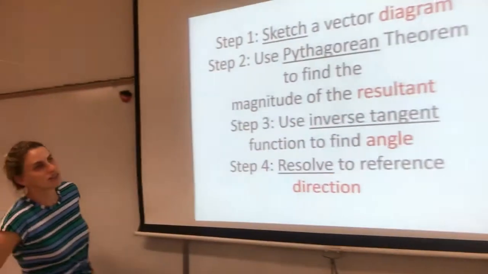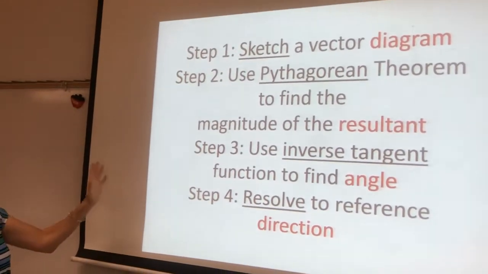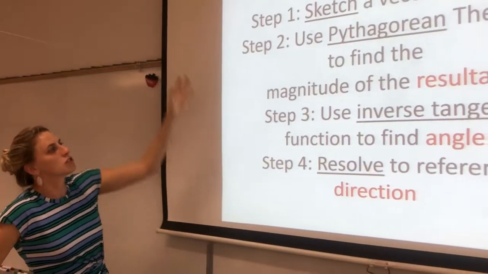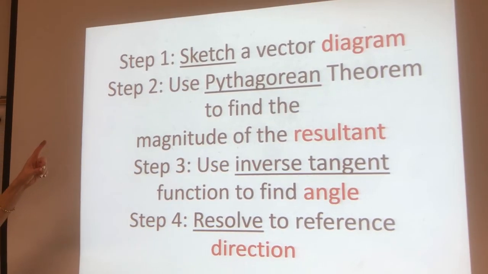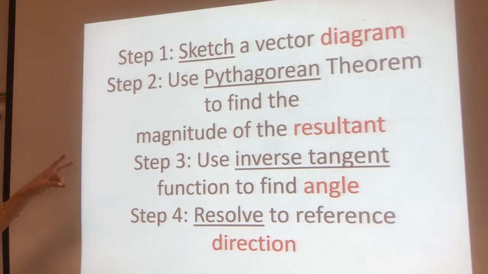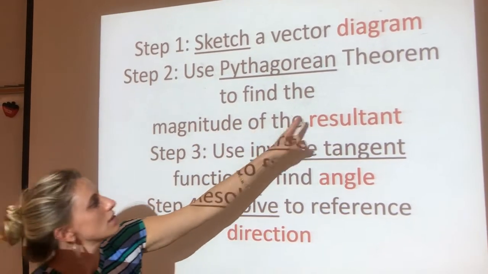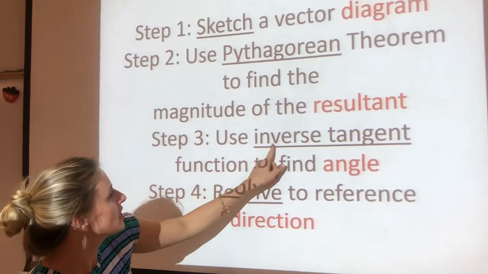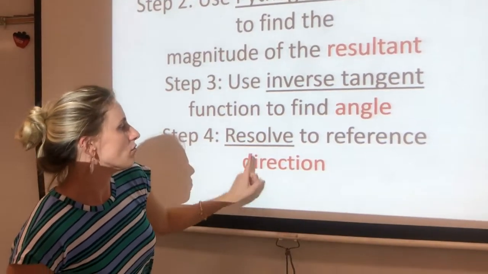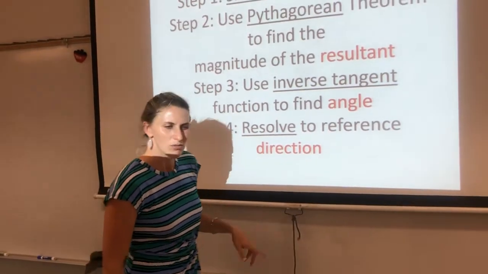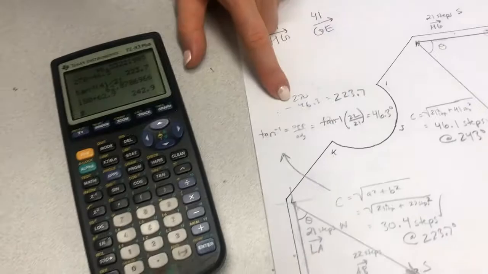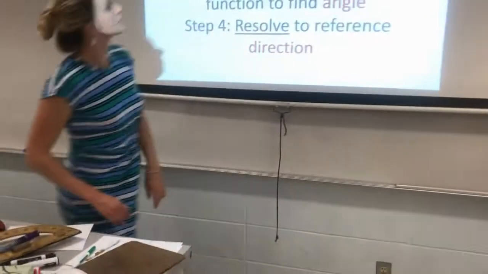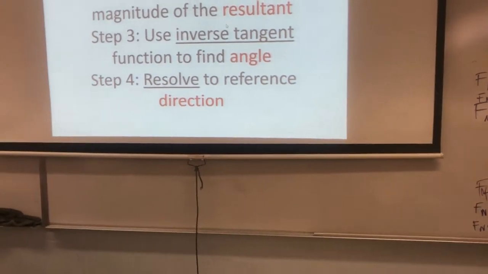Okay, now let's do some practice. Step one. Well, this is how we're gonna do all of these questions. Would you guys write this down in your notes? You need this. Sketch the vector diagram. Use Pythagorean theorem to find the magnitude of the resultant, that's just the magnitude, and then the inverse tangent to find the angle, and then resolve to reference direction. Resolve to reference direction, that just means that you might have to do some extra addition or subtraction to get the correct angle. So have this written down and let's rock and roll.